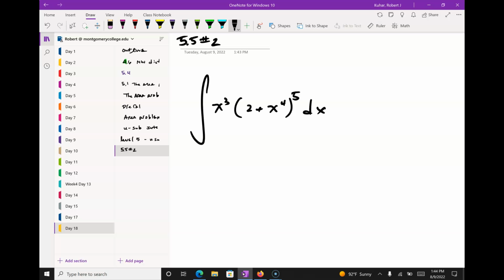I'll probably say something to you, like do a u sub on this. And so it is going to end up being a power rule. I could say that the function is 2 plus x to the 4th, and that's to the 5th, but I'd rather say that there's a clear inside, right? And what is du? Nice. I have an x cubed dx, but I don't have a 4. So I have to multiply inside by a 4 and outside by a 1/4.